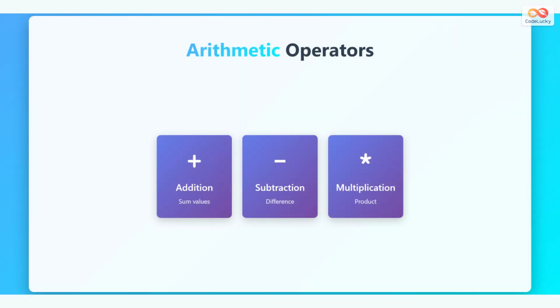Let's start with arithmetic operators. These operators are used to perform mathematical calculations in Go. The basic arithmetic operators include addition, which is represented by the plus symbol, subtraction, represented by the minus symbol, and multiplication, represented by the asterisk symbol. Addition is used to sum values, subtraction is used to find the difference between values, and multiplication is used to find the product of values.